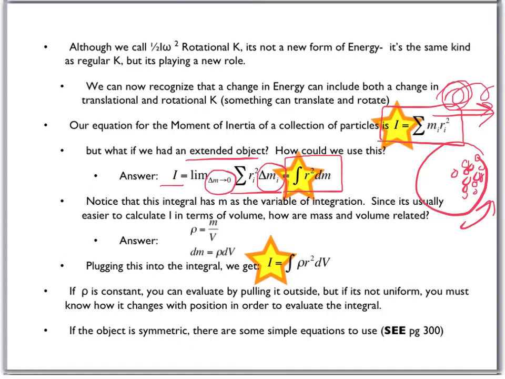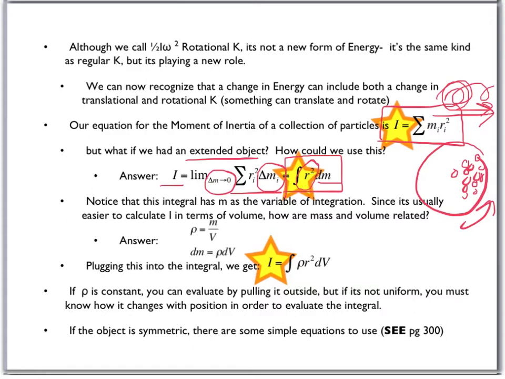Now notice that this integral has m as the variable of integration. Since it's usually easier to calculate I in terms of volume, how are mass and volume actually related? Again, the issue here is that we're trying to integrate an equation that is in terms of r, and yet the variable of integration is in terms of m. So there's a disconnect between our variable and our equation.